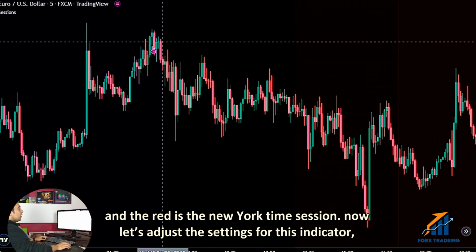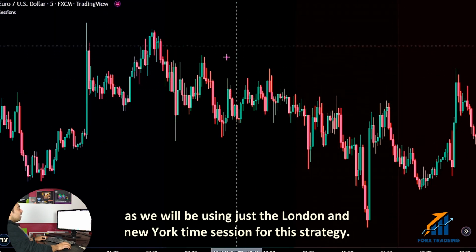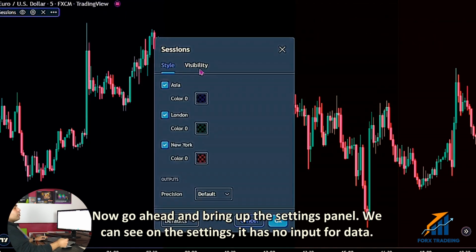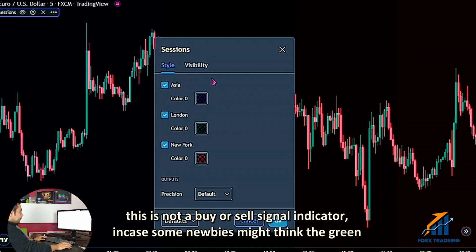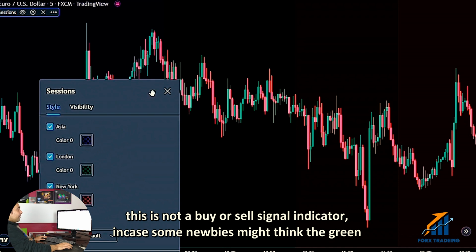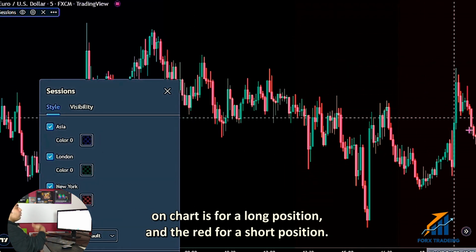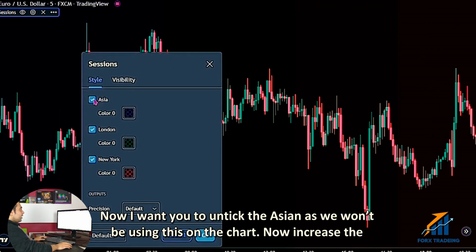We can see on the settings, it has no input for data. This is not a buy or sell signal indicator, in case some newbies might think the green on chart is for a long position, and the red for a short position. Now I want you to untick the Asian as we won't be using this on the chart. Now increase the London opacity to 30, and also do the same for the New York. Then click on the OK button when you are done.